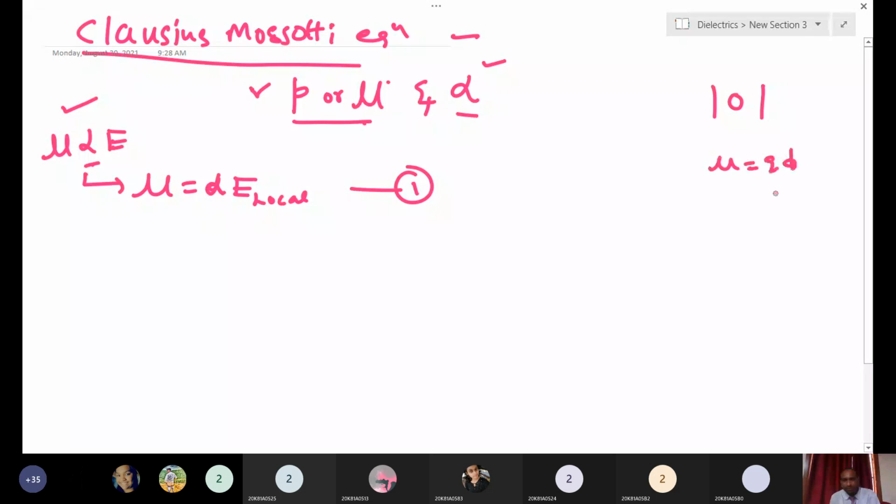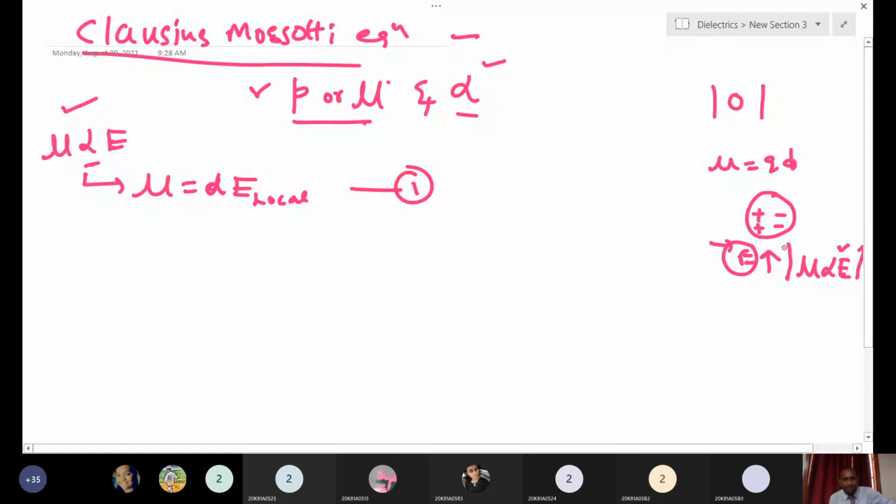Suppose here plus charge is there, here negative charge is there. After applying some electric field, if you increase the electric field, more charges will be induced on the opposite faces. That's why we say mu is proportional to the electric field. If you increase the electric field, the number of induced charges also increases, so the dipole moment also increases. So here we are taking the local electric field.